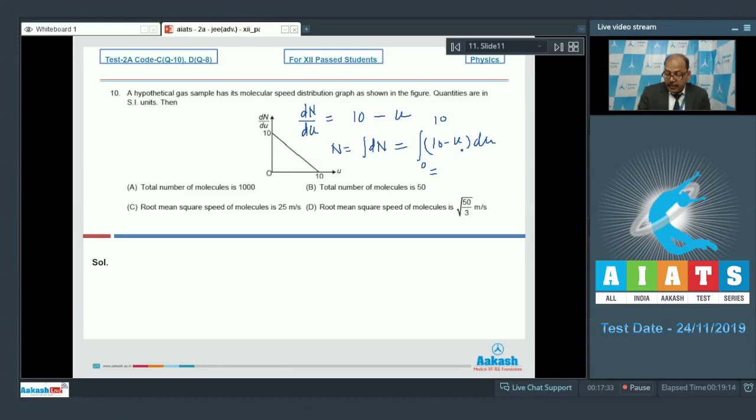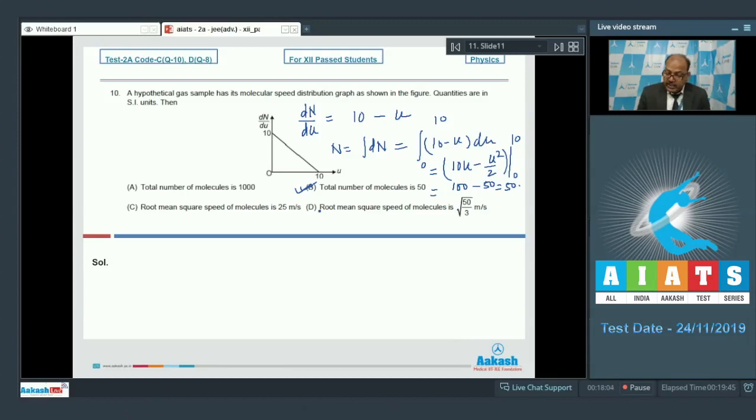And if we perform the integration, we get it as 10u minus u square by 2, where u goes from 0 to 10. Further putting the limits, we get it as 100 minus 50, or simply 50. So the number of molecules is 50. Option B is correct and option A is incorrect.